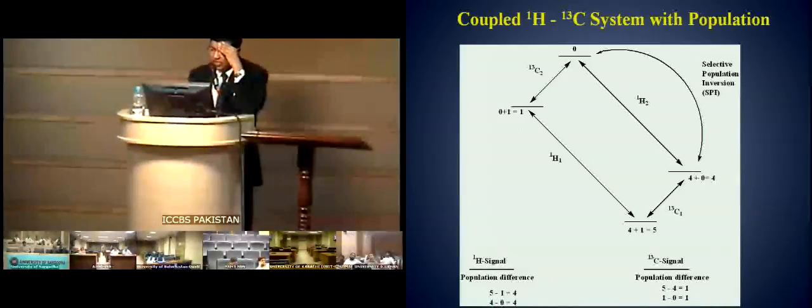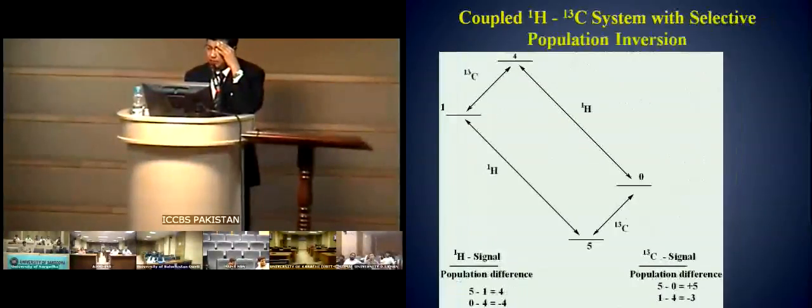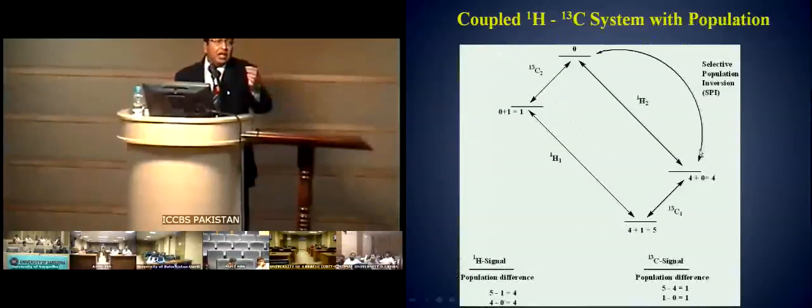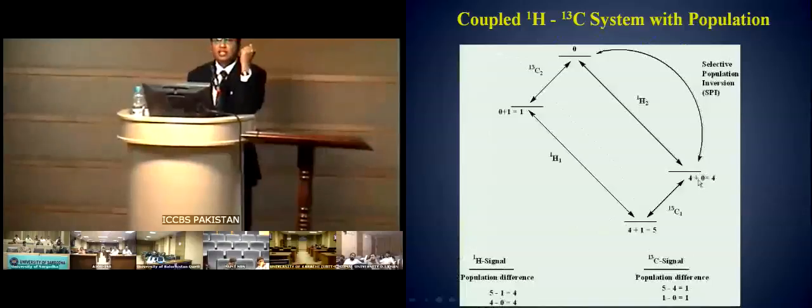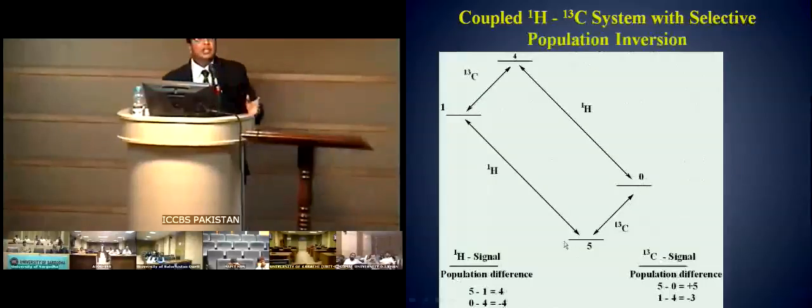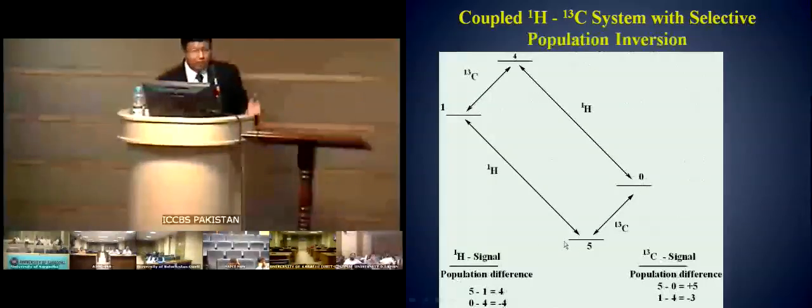Now I want to do something strange. I want to change this population from here to here. I want to have a selective population inversion. I want to transfer polarization from this state to this state. If I do that, what would be the case? I did it, and I put 4 from here to here and 0 from here to here. Now what is the difference? Now I want you to calculate the signal for me for proton.